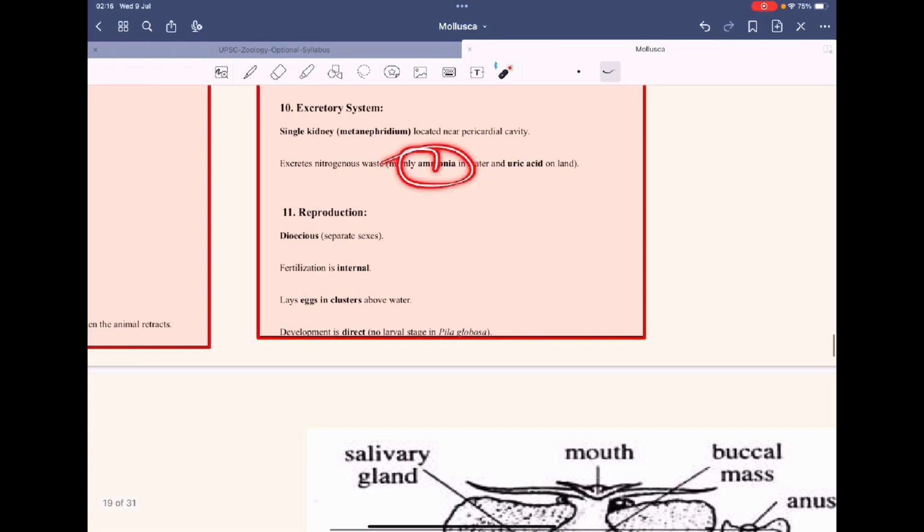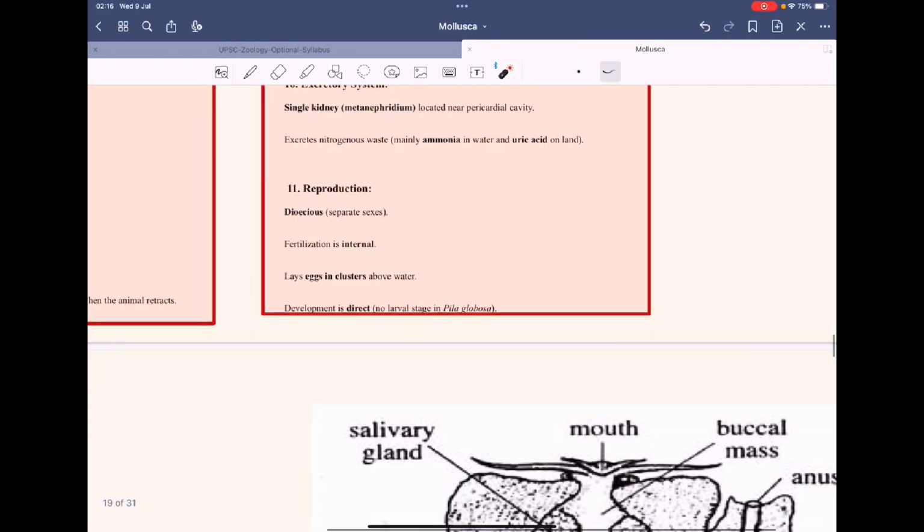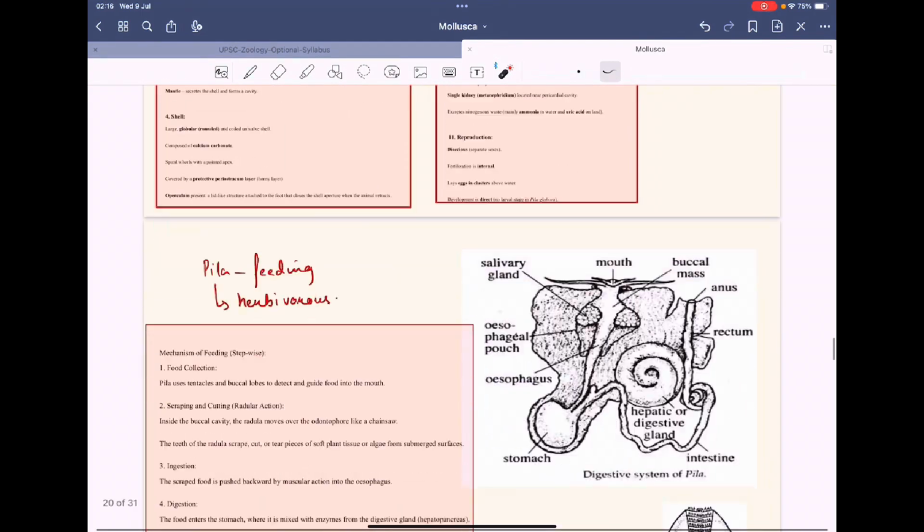Ammonia in water and uric acid on land are the excretory substances, and the reproduction is dioecious. The fertilization is internal, and they lay the eggs in clusters in water, and the development is direct. There is no larval stage in Pila globosa.